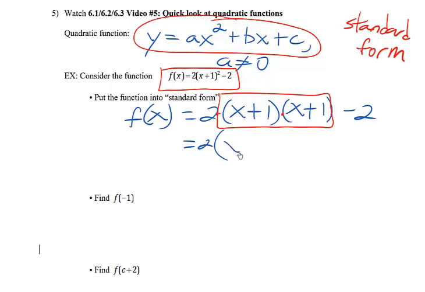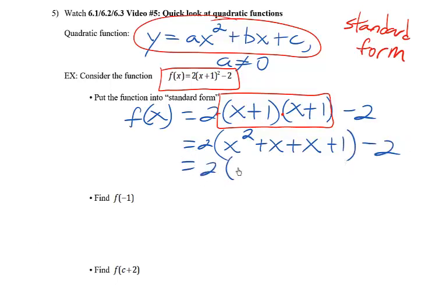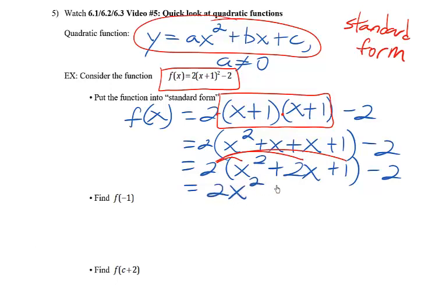x times x, x squared. The outer would be plus 1x. The inner would be plus 1x. The last would be plus 1. And when I clean that up, that's x squared. x plus x is 2x. Plus 1. I still have that parentheses there, don't I? That's to show the multiplication by the 2. I'm about to get rid of it. Now I just have a simple distributive situation, multiplying this 2 into all 3 parts. 2x squared plus 4x plus 2.